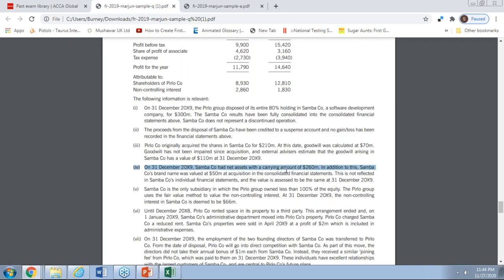Then it says that on 31st December, Samba had a net asset. Now these notes, note number 3, 4, 5, are given to us in order for you to calculate the gain or loss on disposal in the group's financial statement. We will calculate it just after 3 to 4 minutes. First, we read the scenario. On the reporting date, the Samba's net assets were carrying around 260, and this was for the calculation of gain or loss.